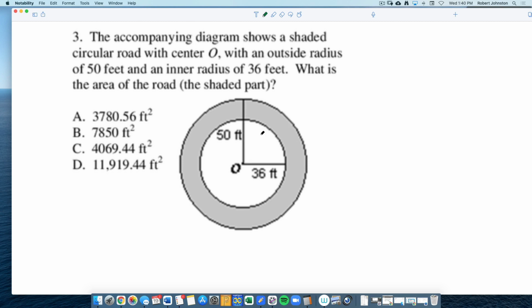All right, this one is telling me the radius of the big circle is 50 and the radius of the small circle is 36. If they just want the area of this kind of donut-like shape, you have to find the area of the big one and the area of the small one and subtract them from each other. It's literally like cutting out this middle part, which only leaves the area of the outside part. So Shay, how do I start that? How do I find the area of the big one?